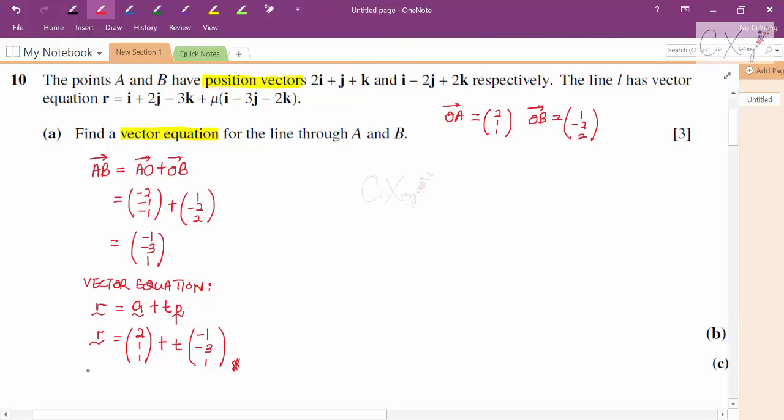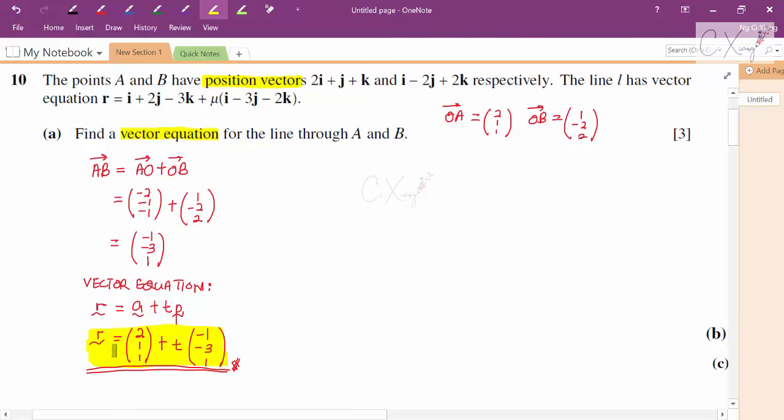All right, so this is the vector equation for this question. Of course, for this question we have a lot of different answers. If some students are using BA as the direction, then this part will become 1, 3, and negative 1.